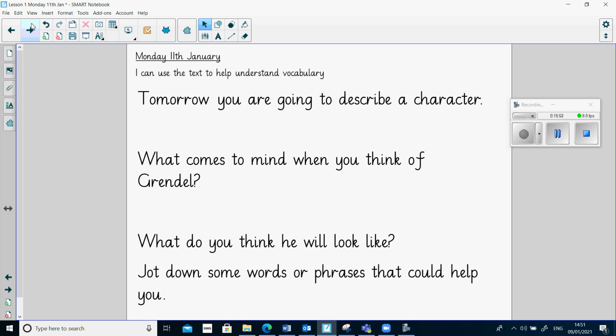What do you think he will look like? Jot down some words or phrases that could help you. So anything that springs to mind when you think of Grendel, what do you think he could look like? Even draw a little picture if that will help you. Just anything that will support you in your learning a little bit tomorrow. Then I can't wait to do this lesson.